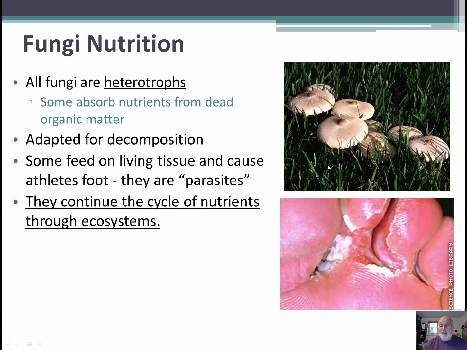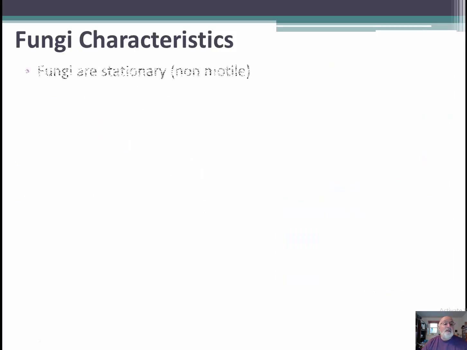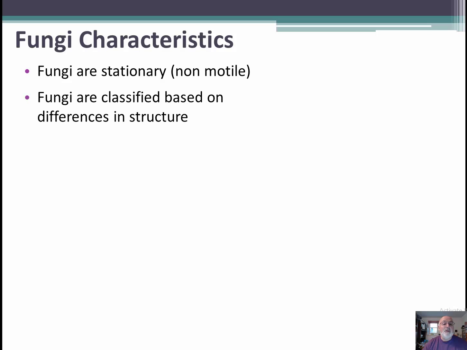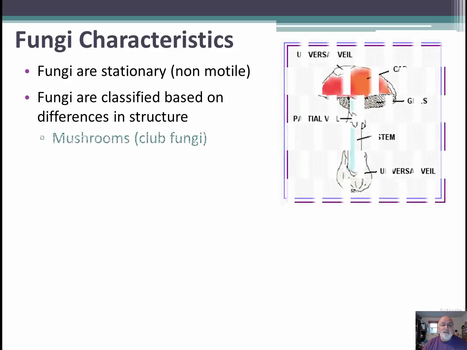And they continue to cycle nutrients from one section of the ecosystem to another. They're taking the dead organic material, the skin, and some living material, and they're actually releasing it to the environment for other critters. Characteristics, they're stationary, which means they don't move, non-motile. They're classified based on their differences in structure.